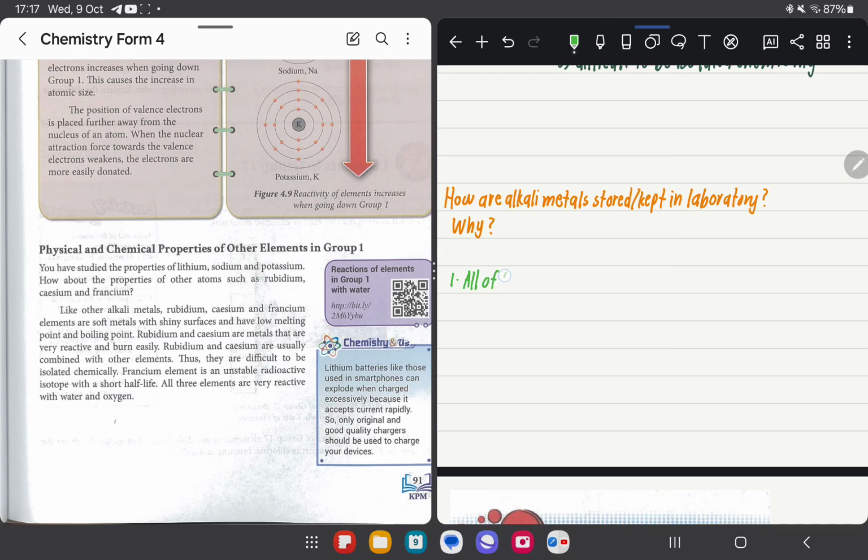All of these alkaline metals were kept in a reagent bottle containing paraffin oil. This one I think was once exposed in exam. I don't quite remember, but I just want to let you all know, because it can combine across chapters. Okay, paraffin oil. Why do they keep in paraffin oil?